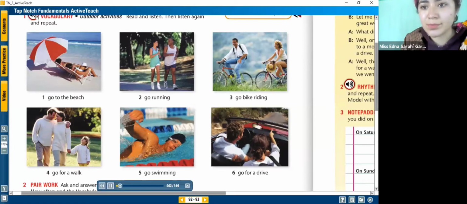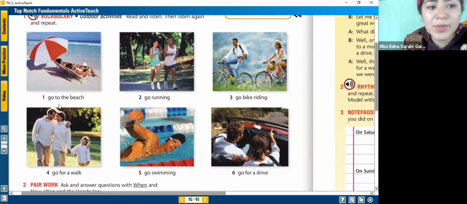Exercise 1. Vocabulary. Outdoor activities. Read and listen. 1, Go to the beach. 2, Go running. 3, Go bike riding. 4, Go for a walk. 5, Go swimming. 6, Go for a drive. Now listen.